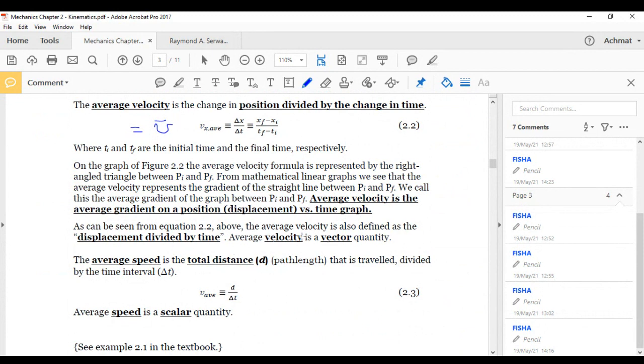And here they mention that velocity is also a vector quantity. Again, remember, we are going to be talking about this in the next chapter. That's chapter 3.